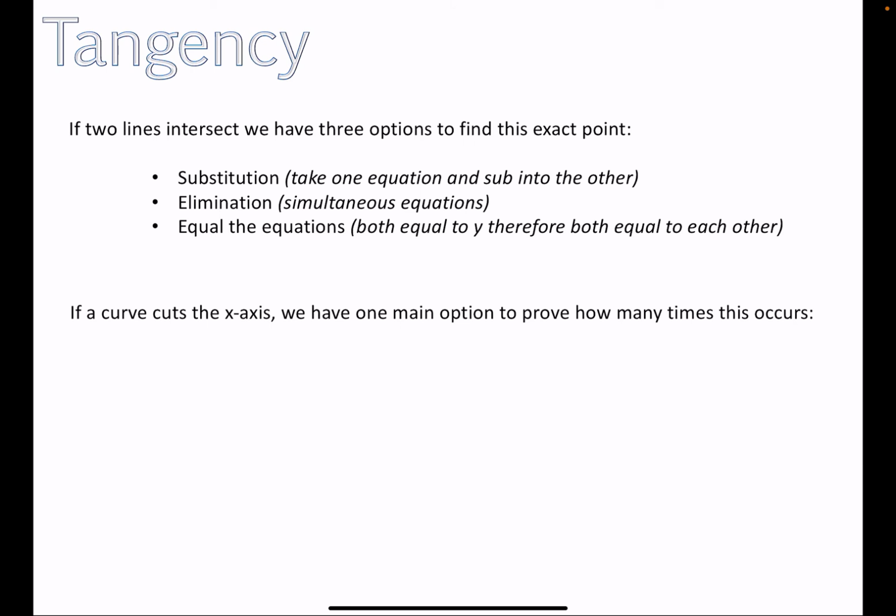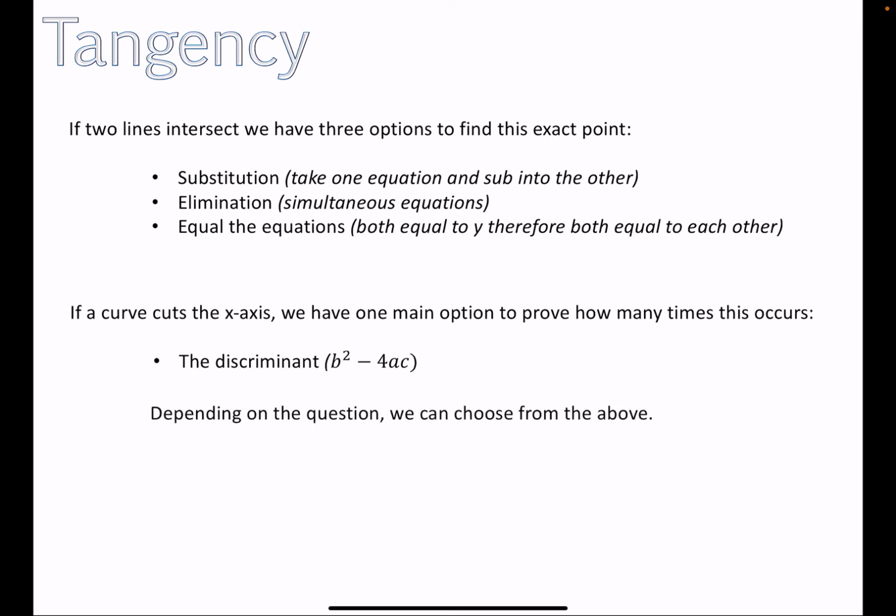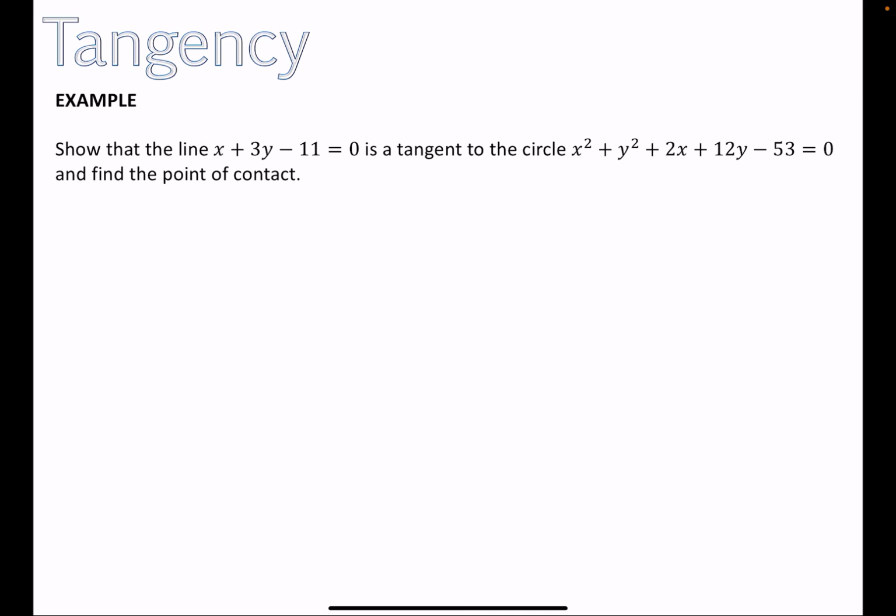Right, if a curve cuts the x-axis, we have one main option to prove how many times this occurs. So this is what I was touching on before. We can use the discriminant to find how many points a curve touches the x-axis, and we can do the same thing with a line and a circle. So if you're just asked to determine how many times it touches, then you can use this one. But if you're asked, and this is important, to determine exactly where it touches, then you probably want to go down the line of substitution. So I'll show you this in this next question.